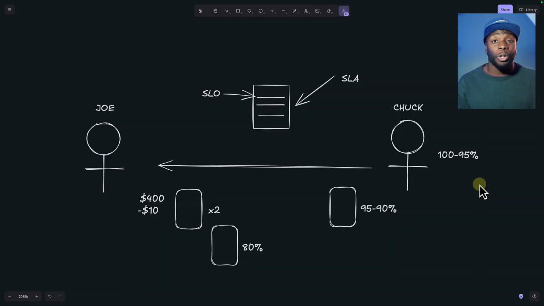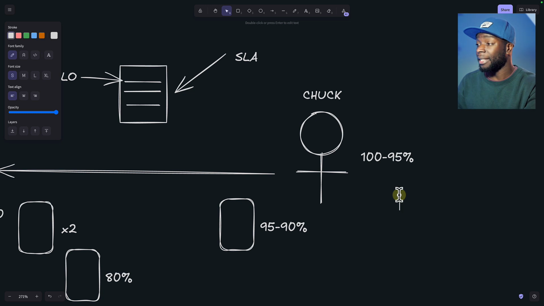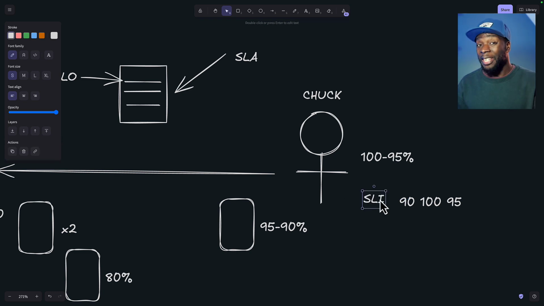Let me show you. Long before Chuck was selling rice to Joe, he had no idea he could hit this or even this quality of rice. So what he did was he measured the quality of his rice for months, maybe years, before he realized, wait a minute, I could probably consistently hit 100 to 95% high quality rice. And that became his SLO, his target, his goal. Now, the values that he worked out before he was selling to Joe, so this could have been maybe for month one, he hit 90%, for month two, he might have hit 100, month three, 95, and so on. These values are called the SLI. And just like the SLO, the SLI is also internal.